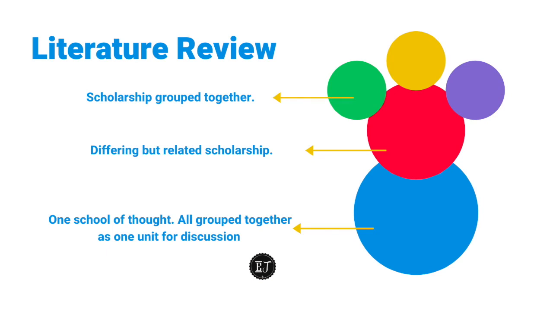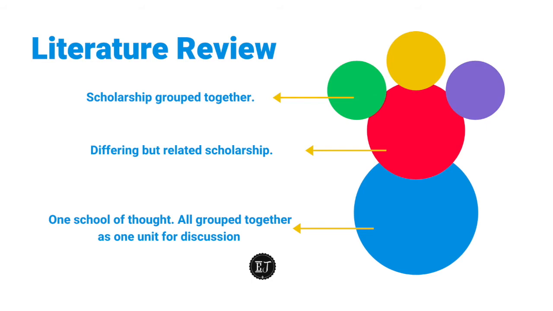So the text on the little colorful snowman says, the bottom blue section says, one school of thought, all grouped together as one unit of discussion. Above that is differing but related scholarship. And then you've got the three on the top, which is scholarship grouped together. So all three of those different colors are ways in which you as a researcher are grouping the relevant research in your literature review together.